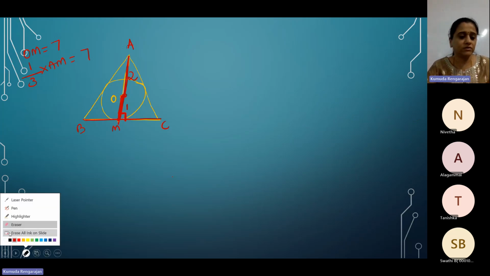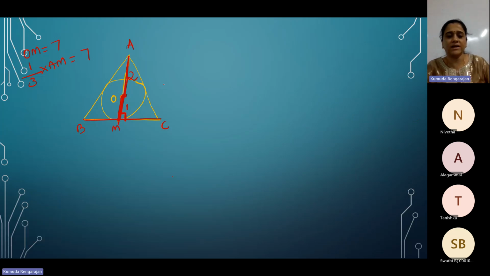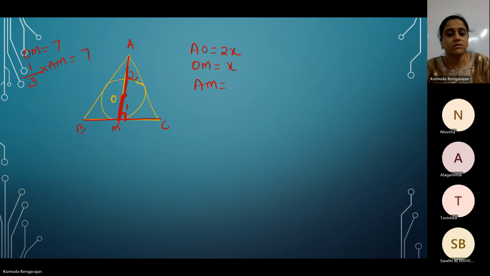If you're not able to write this directly, then let AO be 2x. What is OM? x, because the ratio is 2:1. That's because O is the centroid and AM is the median. AO is 2 parts, OM is 1 part, so 2x and x. Then what is AM? 3x.